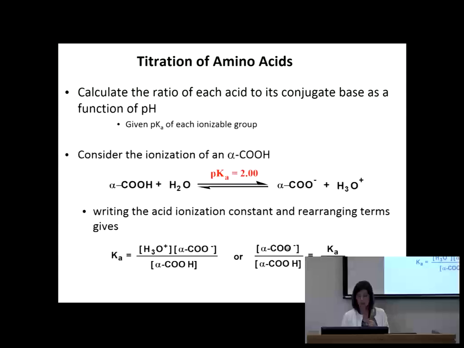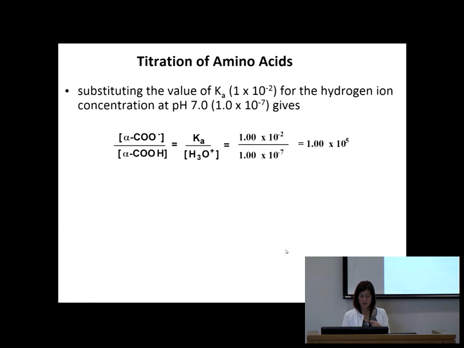What we want to know is a little bit more information than just the predominant form. We want to know how much we have of each. So what we can do is just use the Ka and the pH. So let's say we're at pH 7, and we have a pKa for that acid of 2. What is the ratio of base to acid? What do you think? What is going to be the predominant form first? Remembering from the other slide, pKa of 2, we're at pH 7, which are we going to have more of? The base, right? The proton off.